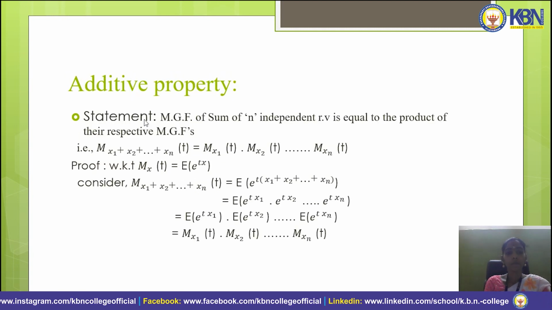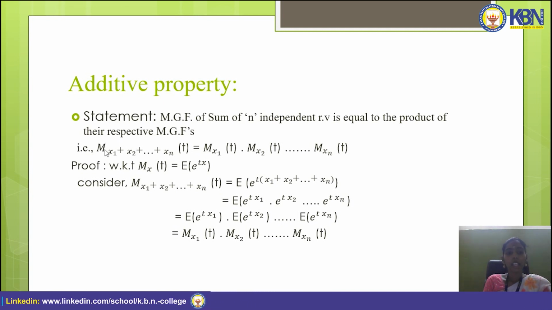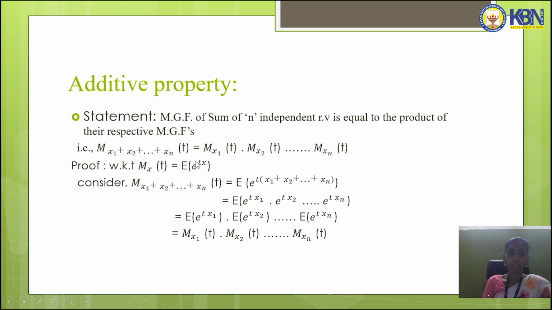Additive property. Statement: the M.G.F of the sum of n independent random variables is equal to the product of their respective or corresponding M.G.Fs. That is, M of X1 plus X2 plus up to Xn, the sum of n independent random variables, of t is equal to M_X1(t) into M_X2(t) and so on into M_Xn(t).